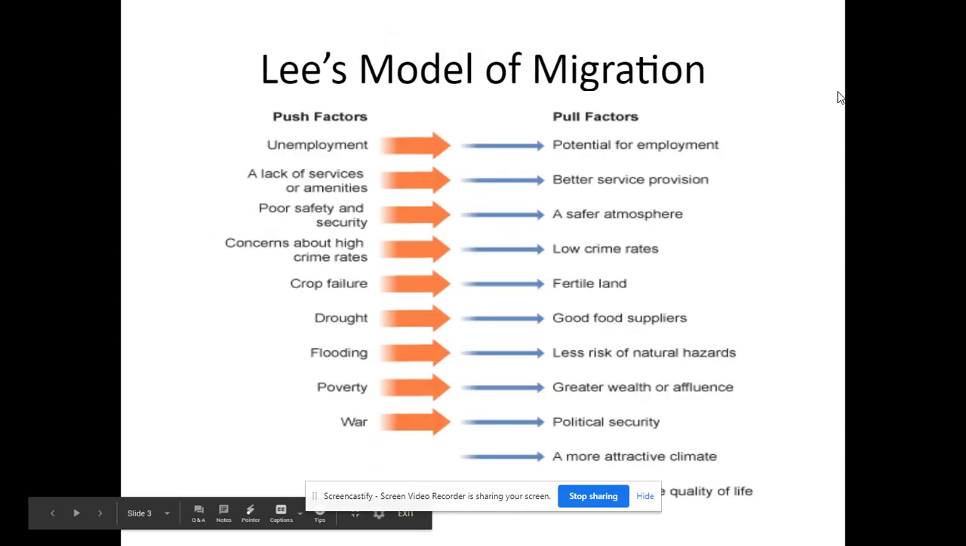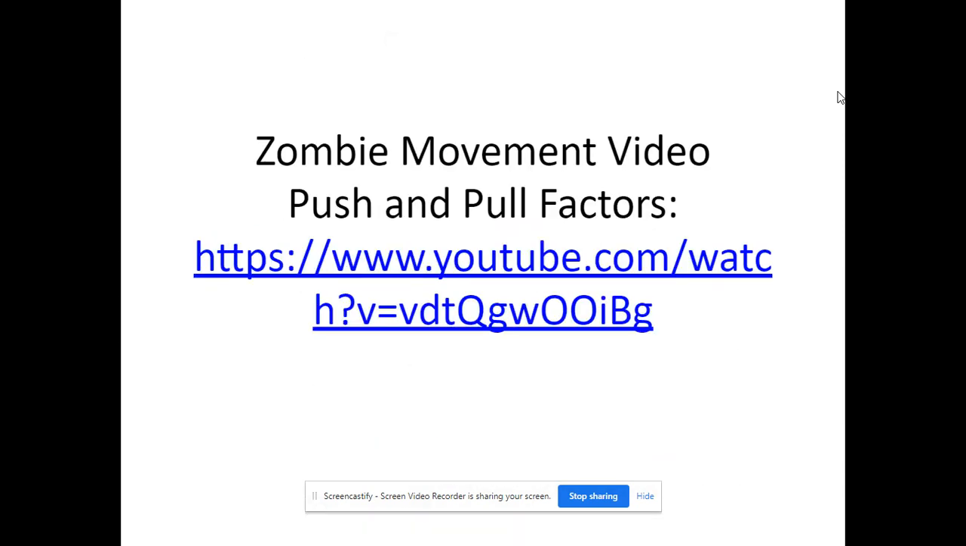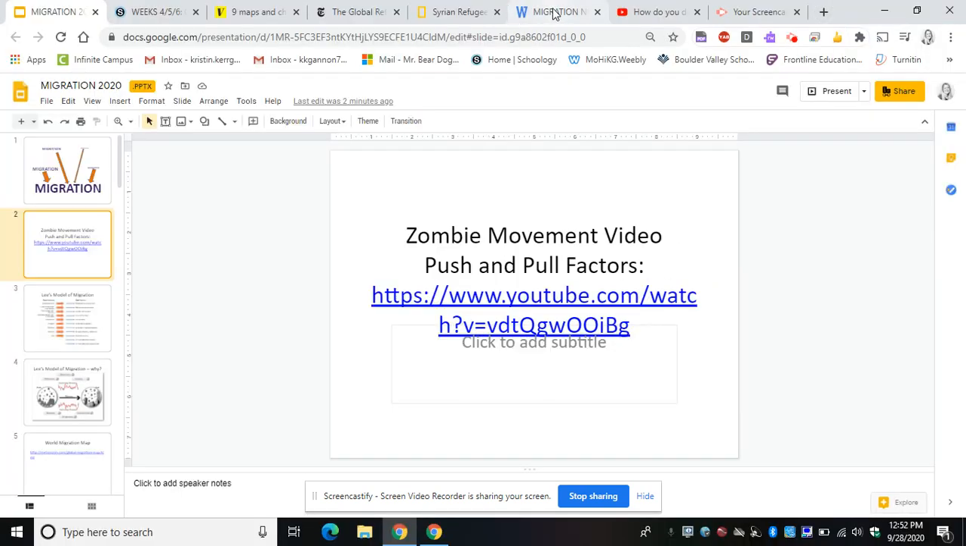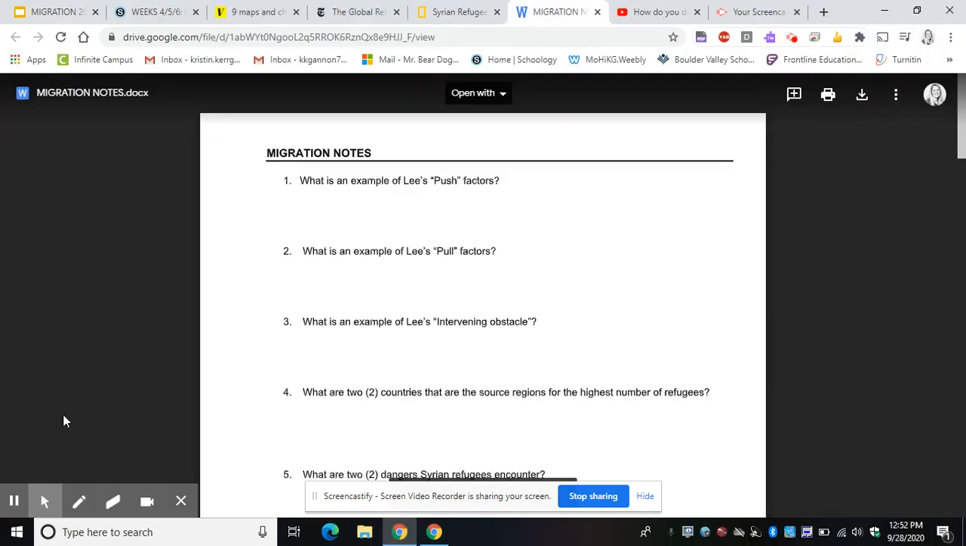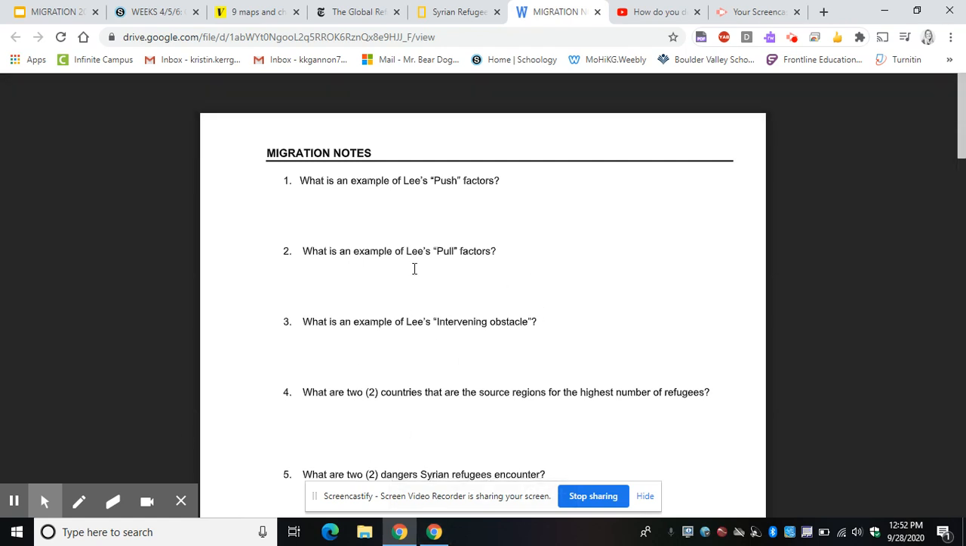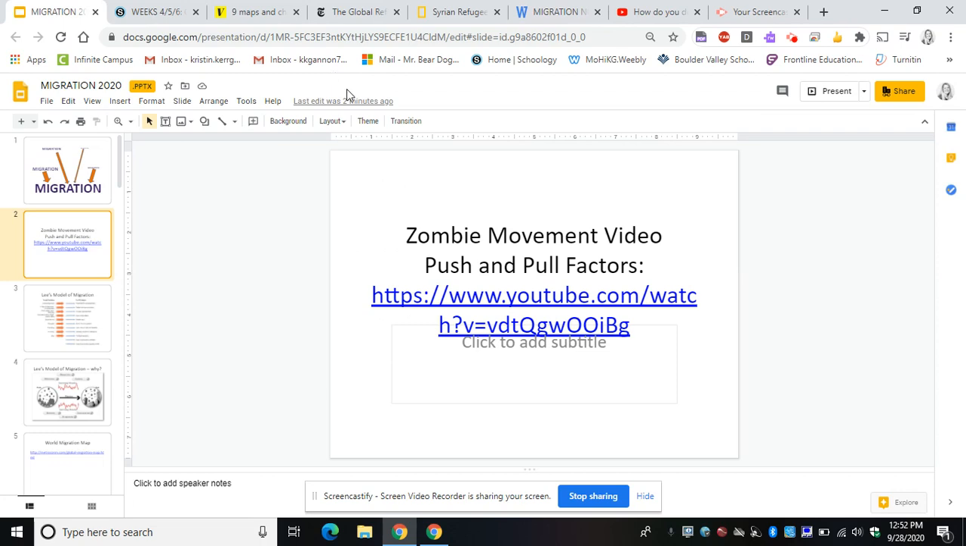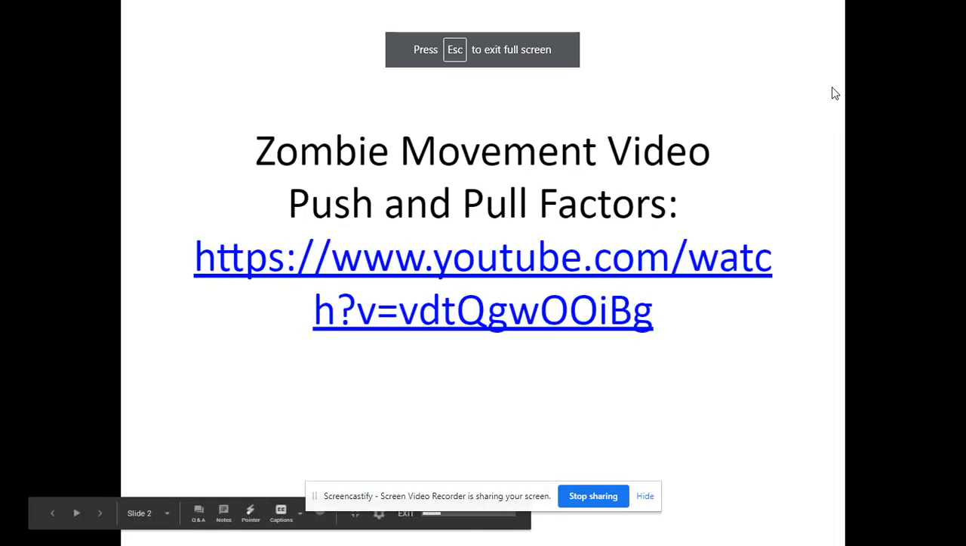Hopefully, you have already seen the zombie movement video that I like to start with, which is an overview of push and pull factors. So as we go through these notes, you are going to be writing down briefly, super briefly, on this note catcher, and then this is what you'll upload to Schoology when we're done.